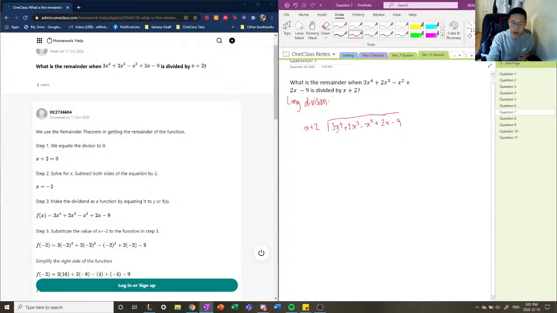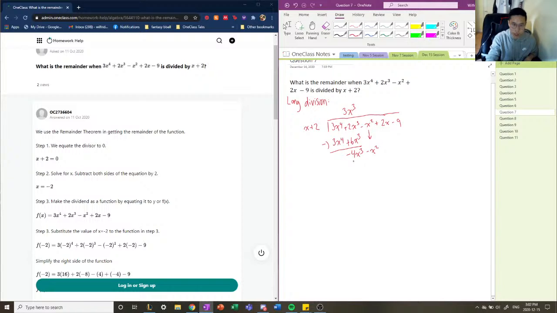So to get rid of 3x to the power of 4, right? We have to multiply our divisor by x cubed, right? And not only x cubed, we want to also get rid of this 3. So we're going to multiply by 3x cubed, okay? If we multiply by 3x cubed, we get 3x to the power of 4, right? 3x cubed times x plus 2 is 3x to the power of 4 plus 6x cubed. And if we were to subtract this, we would get -4x cubed. Okay, now we're going to move down our next digit.